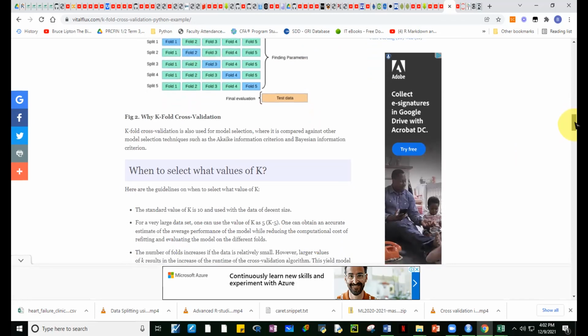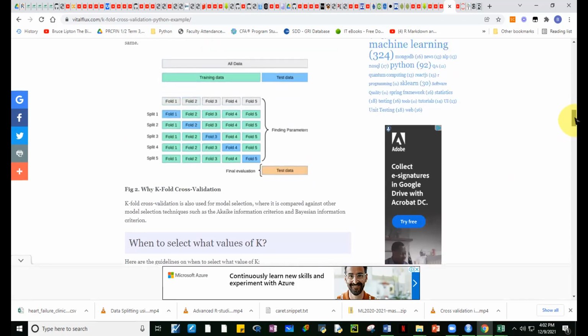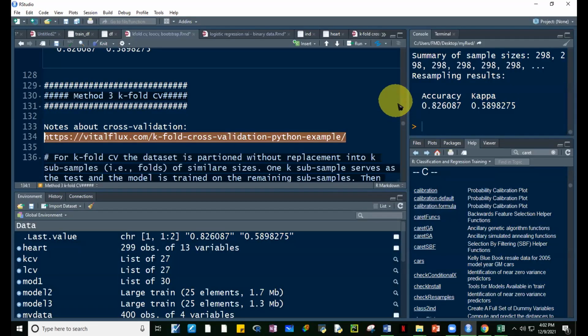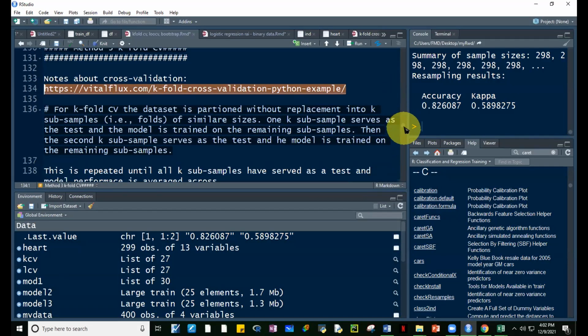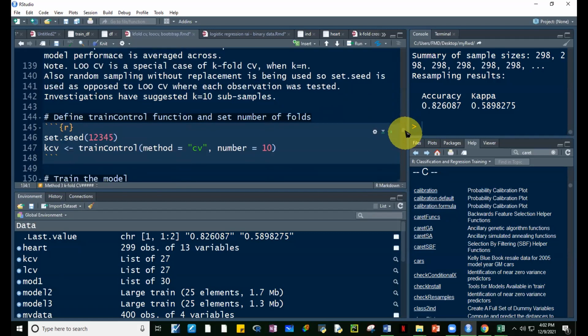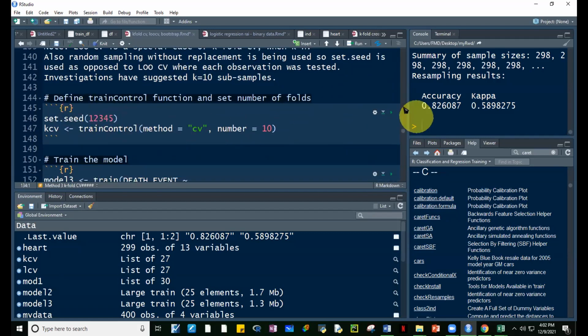Ilang folds, no? Ilang splits ang gagawin. So based on research, ang sabi nila, ang maganda daw yung 10-fold, no? Kaya dito sa ginagawa natin kanina, magta-10-fold tayo dito. So how do we do the K-fold? Set the seed muna tayo, tapos create tayo dun sa train control ni Caret. KCV, method is equal to cross-validation, number is equal to 10. Okay? And then let's run this, run.